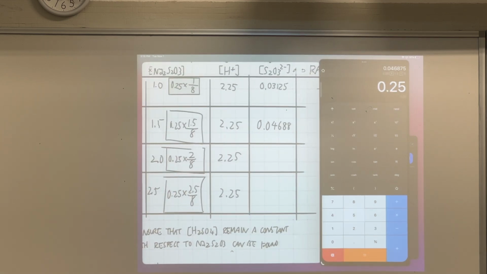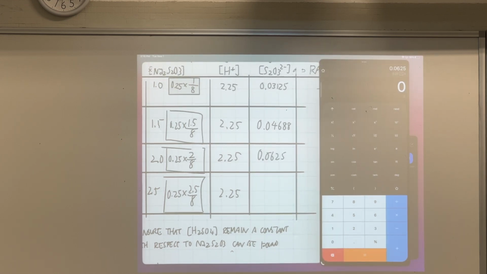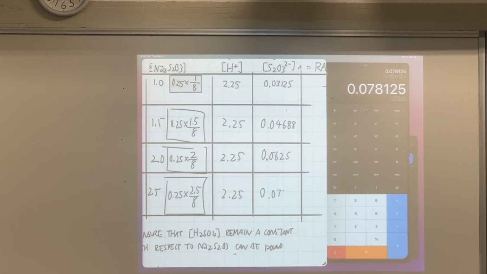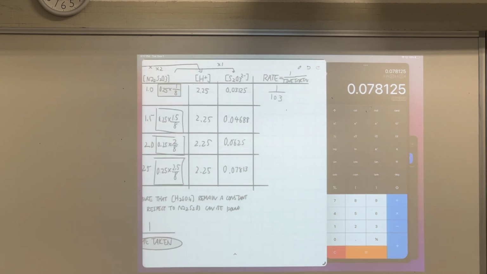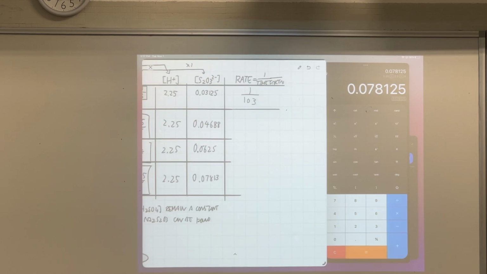And then 0.0625. And then you have 0.25 times 2.5 divided by 8, so 0.07813. Can you see that? Can you now tell me what the order is? When you look at this concentration, what is the rate for the second, third and fourth experiment again? It's 1 over 68, 1 over 50, and 1 over 40.